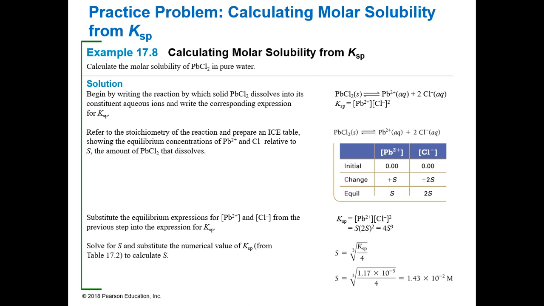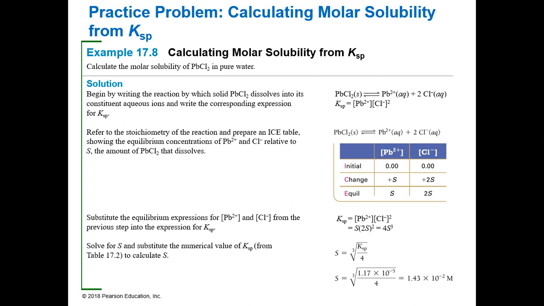Then you need to do some algebra. You need to rearrange your equation. So they rearranged it to get S is the cube root of the KSP divided by 4. You would then look up the KSP on the previous page, right? We said it was 1.17 times 10 to the negative fifth. Divide that by 4, take the cube root. You would get S is 1.43 times 10 to the negative 2 molar.